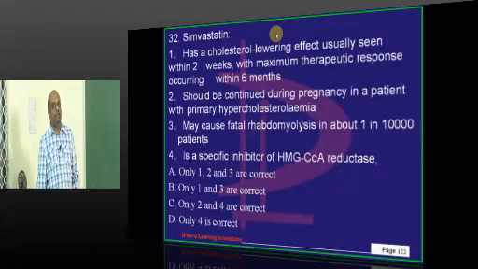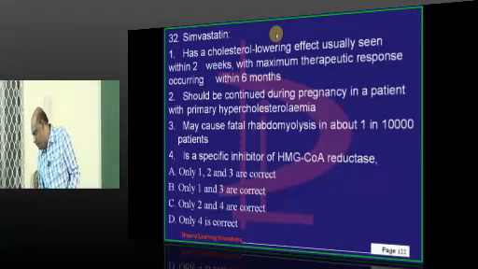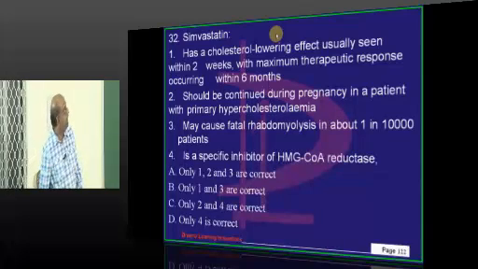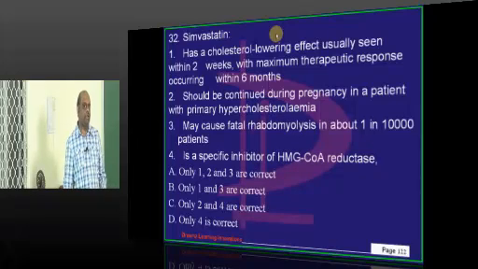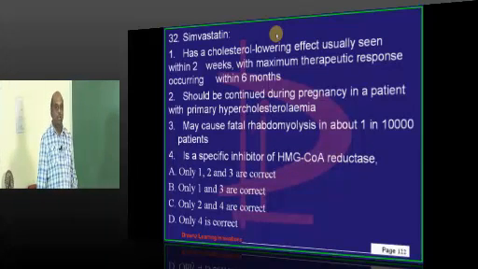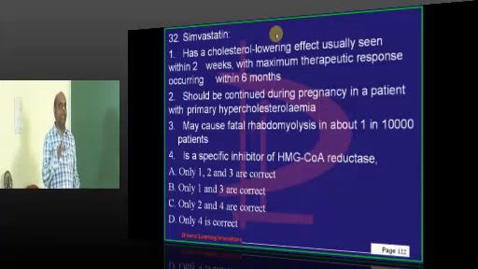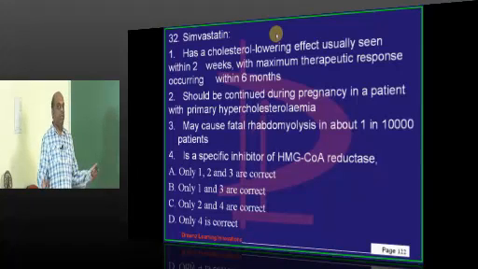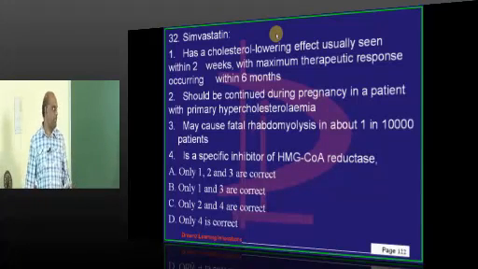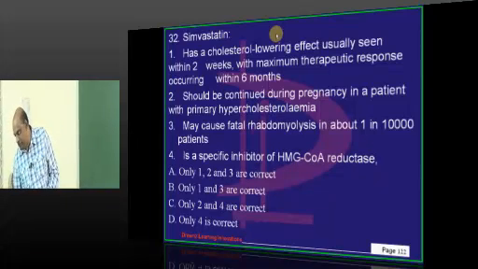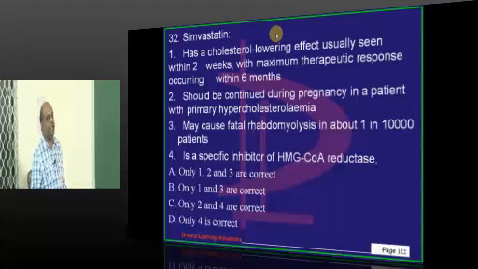Now, simvastatin. You need to be very sure. What are the effects of simvastatin? Who will give me the correct answer, doctor? With regard to statins, do they have any effect on the muscle and rhabdomyolysis? What is their mechanism? Which enzyme do they really inhibit? Can you give it in pregnant women? And how much time does it take for them to start showing their effects? Question number 32. I am waiting because it's a long question, you will take time to decide.